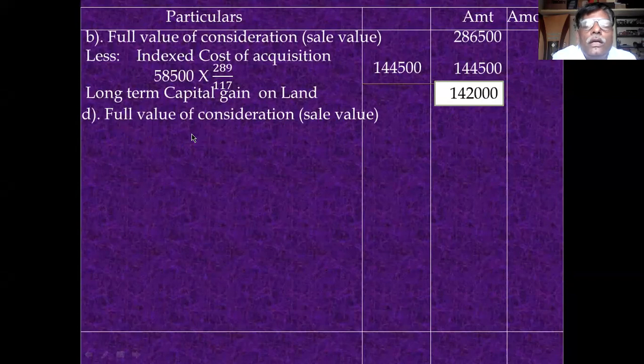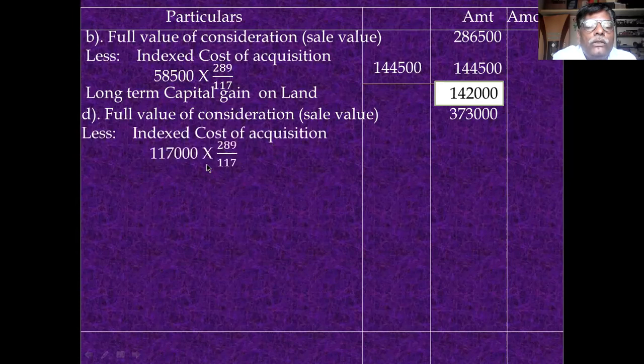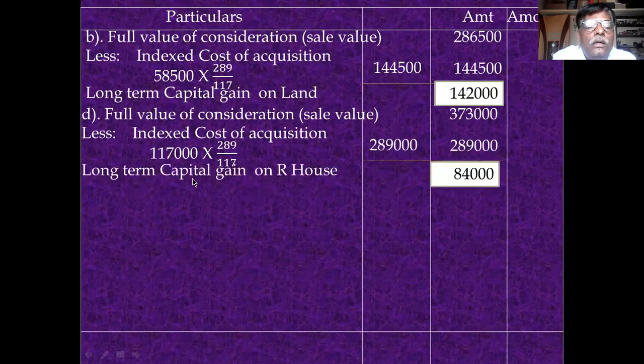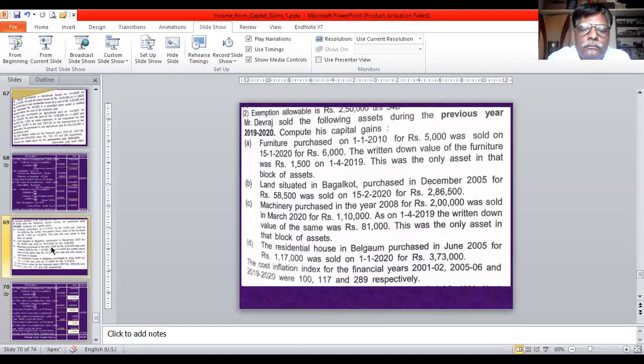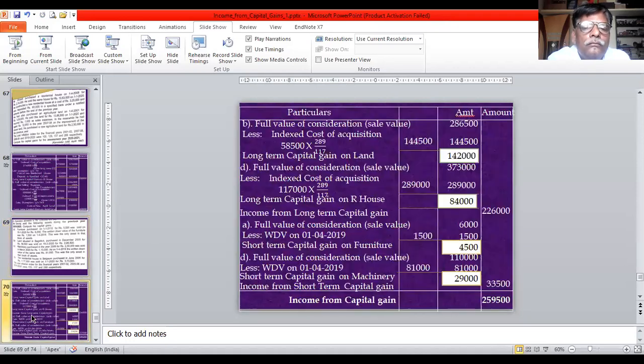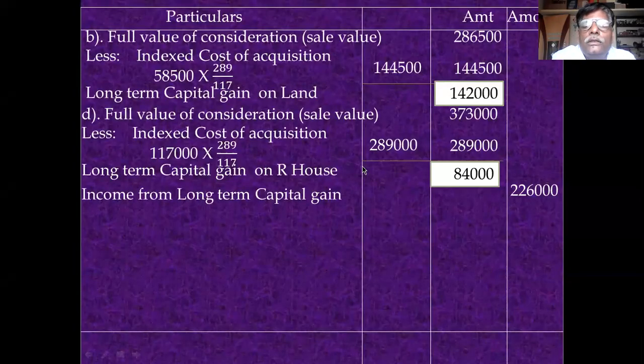I'll take D point. D point is related with a long-term capital asset. Therefore, you take full value of consideration less indexed cost of acquisition: 1,17,000 into 289 divided by 117. Its indexed cost is 2,89,000. You deduct it. 84,000 is the long-term capital gain on residential house.